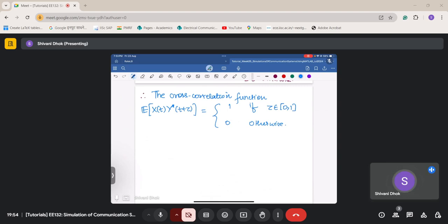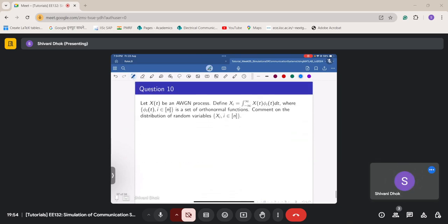Okay, if there are no questions, then I'll quickly move on to the last question for today. This is an important question when we will be considering communication systems where our noise will be additive white Gaussian noise.